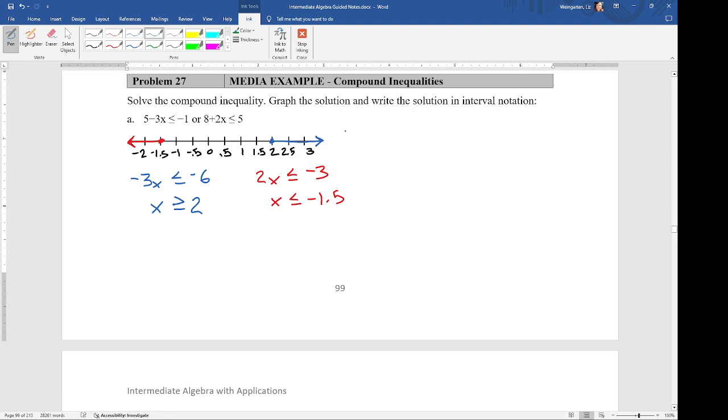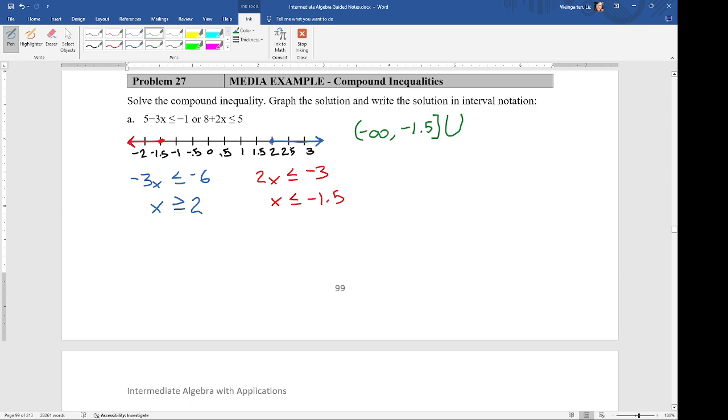We'll start with what we know. We know it goes to negative infinity, and it goes up to negative 1.5. It includes negative 1.5, so we do a closed bracket. Then we're going to write a capital U. That U stands for union. It means both this and the thing over here are part of the solution.